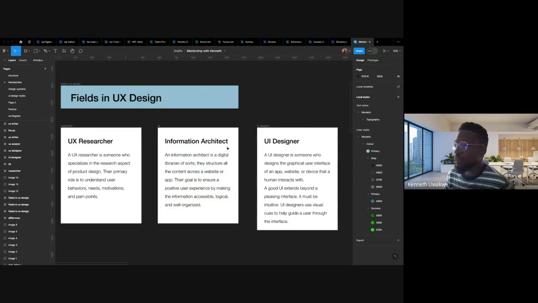The next one is an information architect. And who are these people? Their role is about the structure of the content across the website or the app.